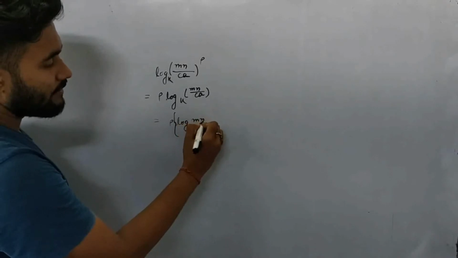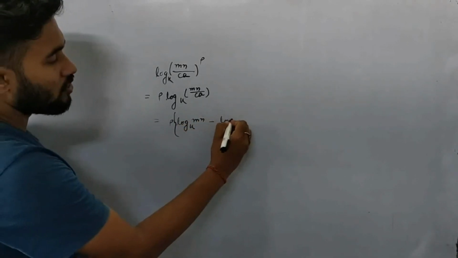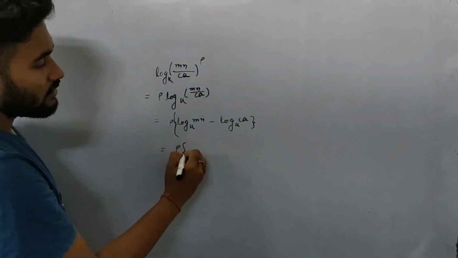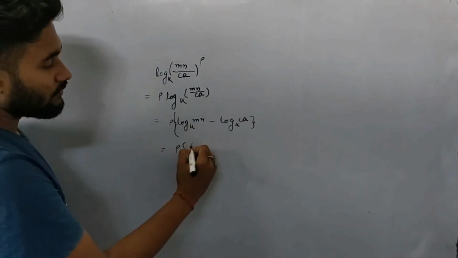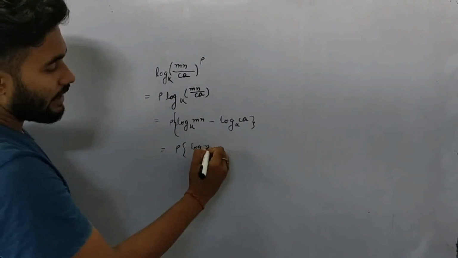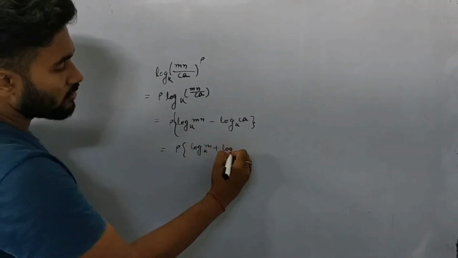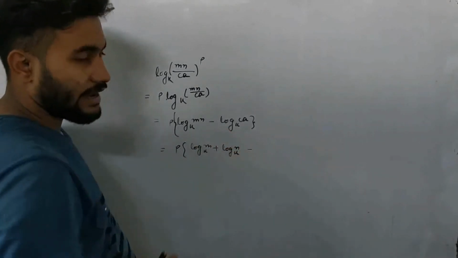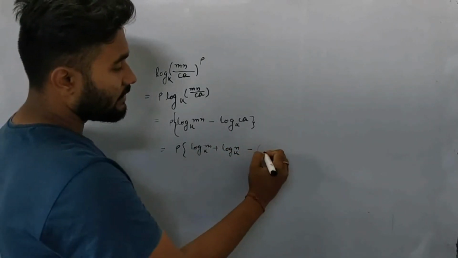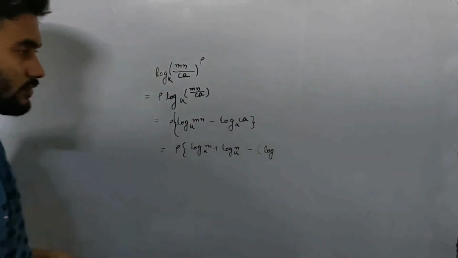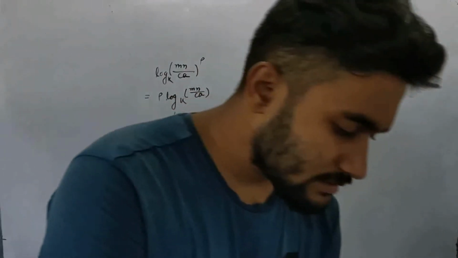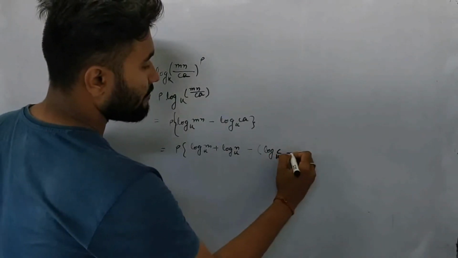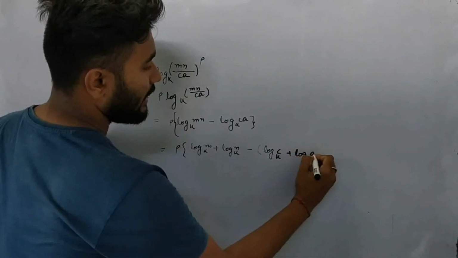Log mn base k minus log ca base k. Product is there, so it will become log m base k plus log n base k, minus, you give a bracket, and then log c base k plus log a base k.